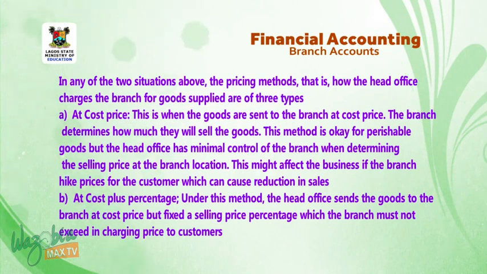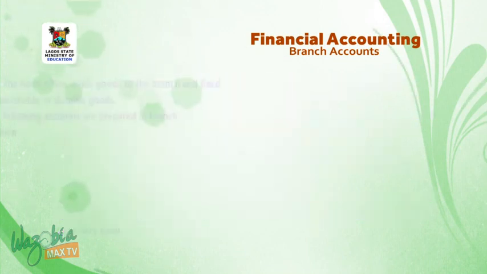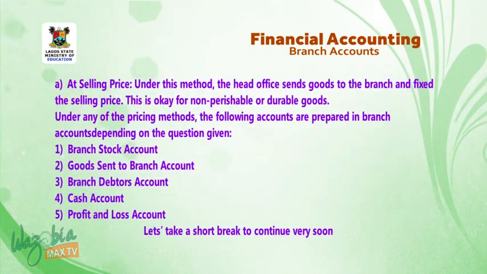B. At cost plus percentage. Under this method, the head office sends the goods to the branch at cost price, but fixes a selling price percentage which the branch must not exceed in charging price to customers. C. At selling price. Under this method, the head office sends goods to the branch and fixes the selling price. This is okay for non-perishable or durable goods.